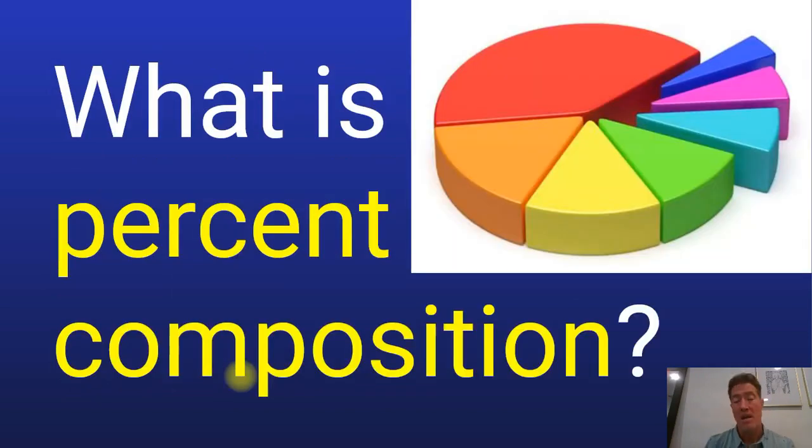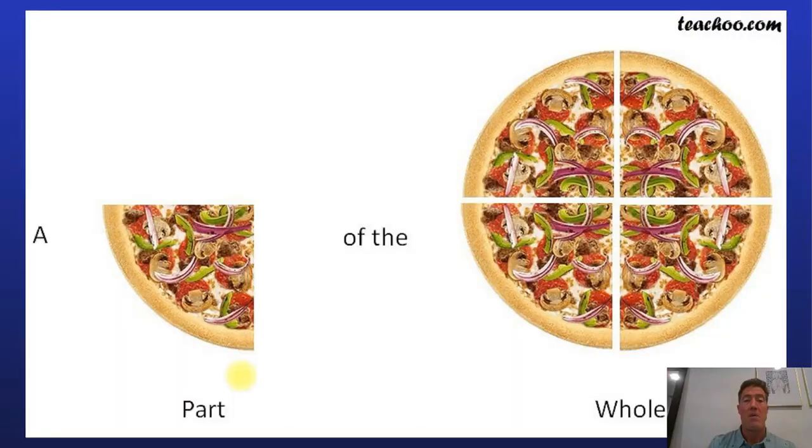Well, what do we mean by percent composition? The part, how much is the part related to the whole? Here, this is a quarter, right, of the pizza. This is 25% of the whole pizza. That's all percent composition means. How much of the part do we have of the whole thing?